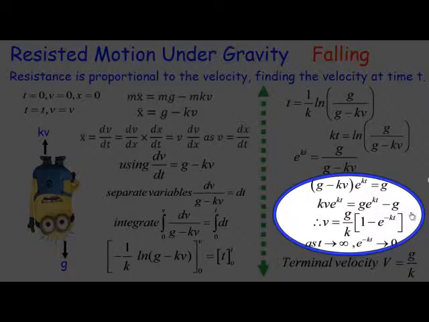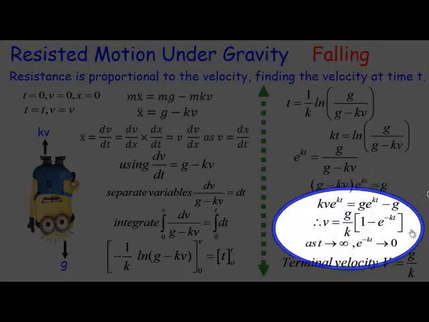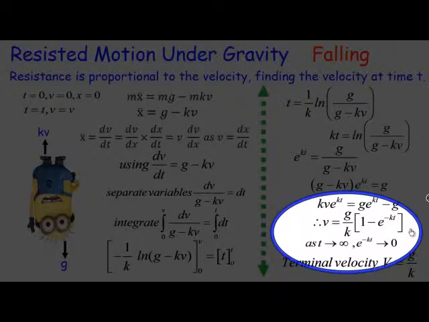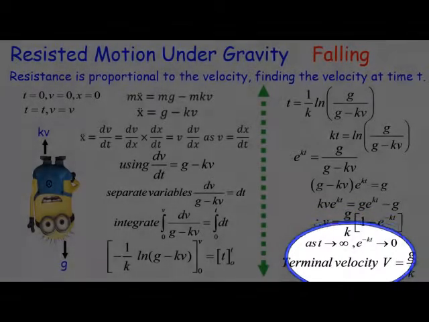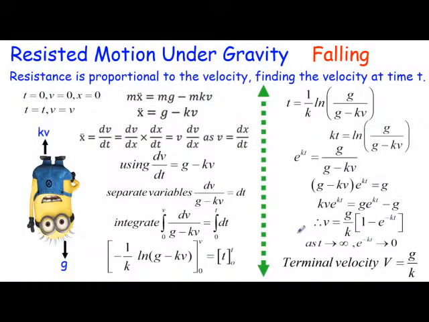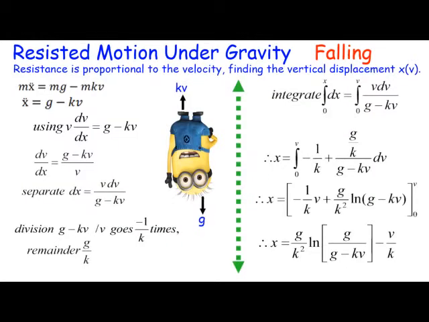Now we can see if t goes to infinity, e to the minus kt will go down to 0, and we'll get what's called the terminal velocity. And we're going to look at a different way to get the terminal velocity later on. Okay, so now we've just got the function. You can see here that the actual velocity is a function of time. Okay, so let's actually now have a look at the displacement as a function of velocity this time. So I'll try, let's see if this pen might work.